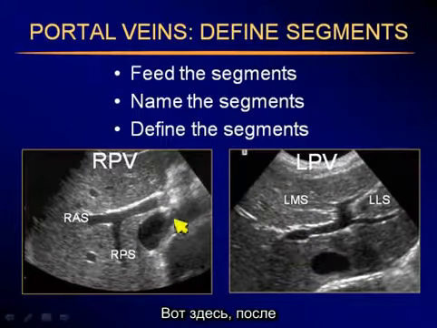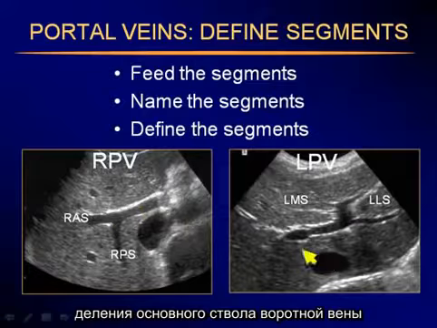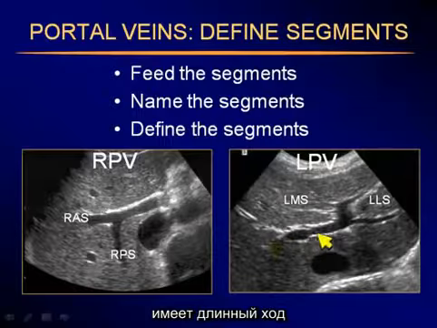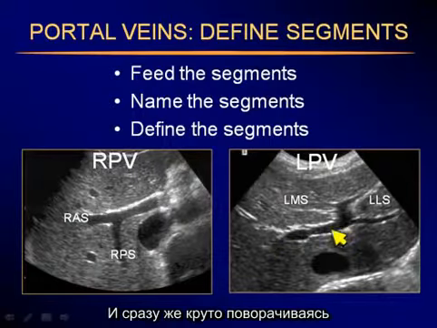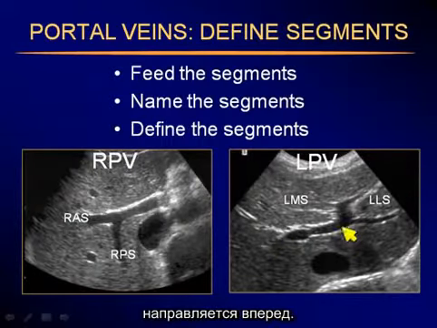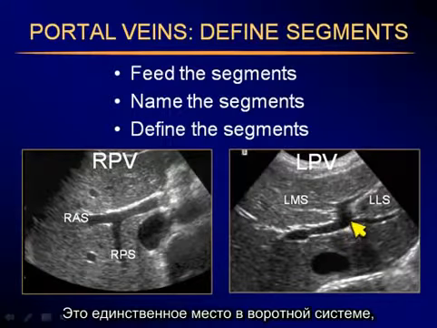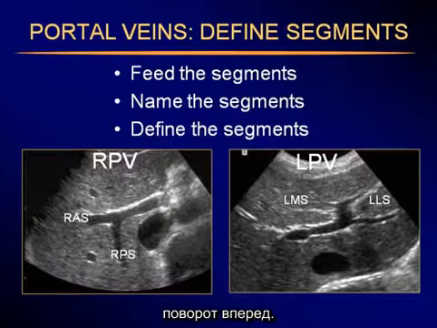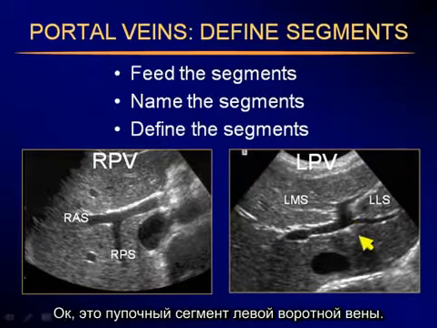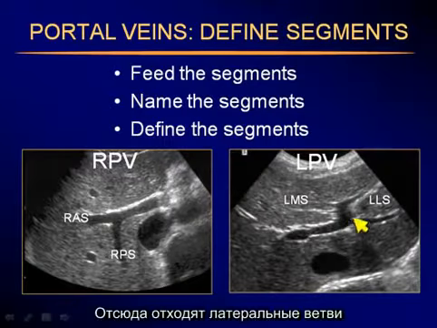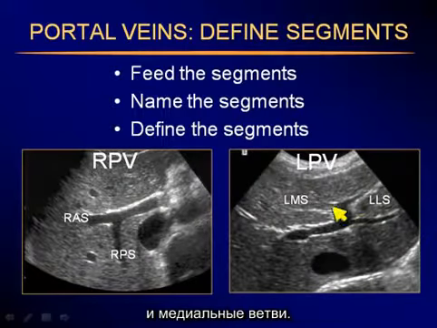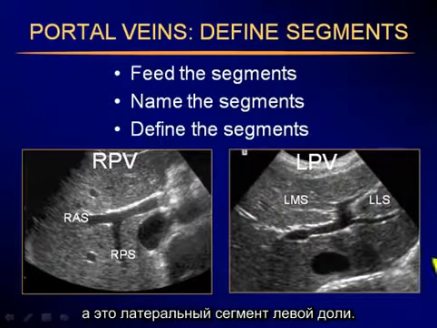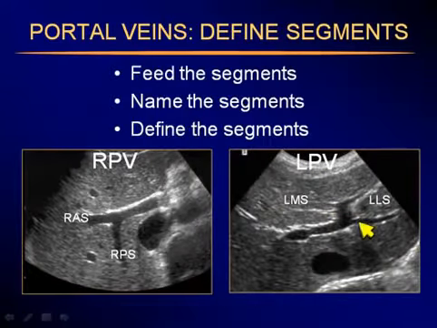Now here, after the vein split, the left portal vein has a longer course. It travels towards the left lobe and suddenly takes an abrupt anterior turn. This is the only part of the portal system that suddenly aims anteriorly. Okay, that's the umbilical segment of the left portal vein. And it sends off lateral branches and medial branches. So this would be the medial segment of the left lobe, and these are lateral segments of the left lobe.